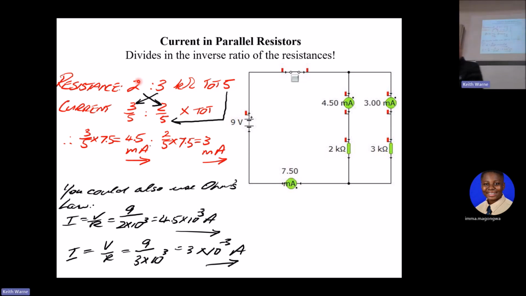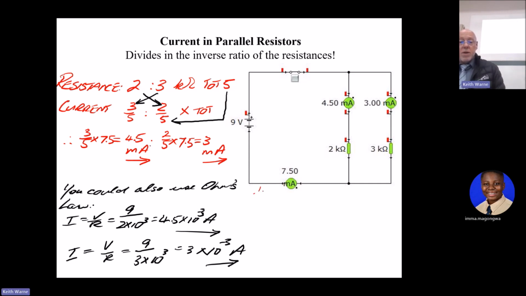Okay, you can't. Well, there is a way to work it out. There is a way to work out the 7.5. Let me show you. I don't think I've showed you here. Let me show you quickly. What is the total parallel resistance going to be? 6/5 or 5/6?